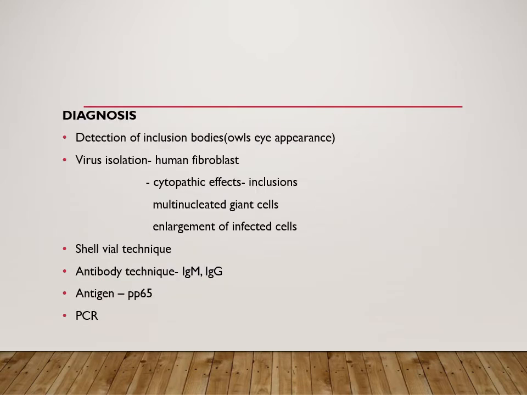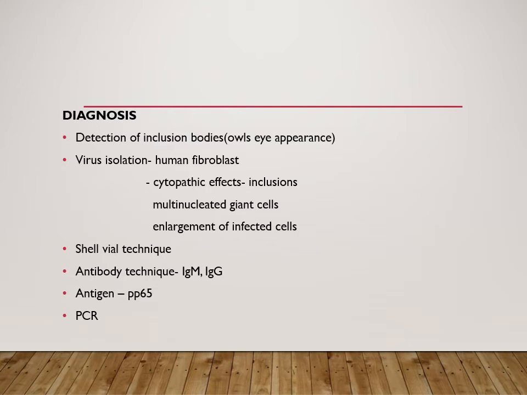Now, how to diagnose a case of cytomegalovirus? That is detection of the inclusion bodies. In a urine sample, cytomegalovirus produces characteristic perinuclear inclusion bodies, known as the owl's eyes appearance. Then virus isolation can be done on the human fibroblast cell line and the cytopathic effect can be noticed. That is, inclusion bodies will be seen, multinucleated giant cells will be seen, and the cells which this virus has infected have been enlarged.